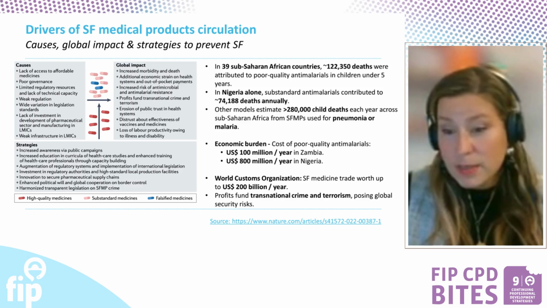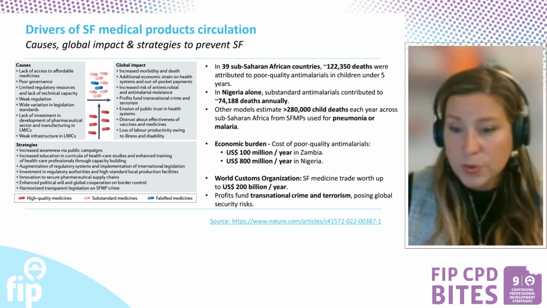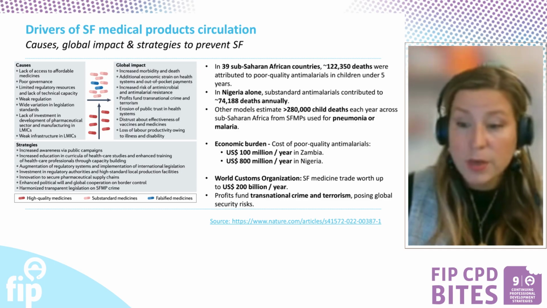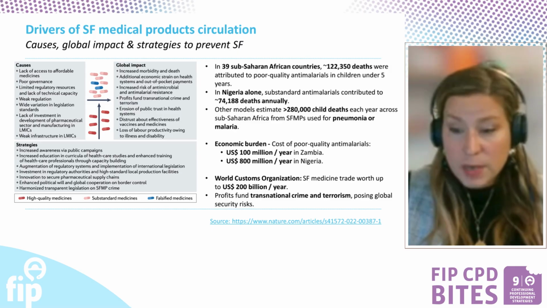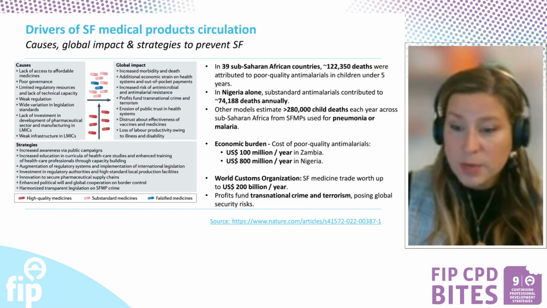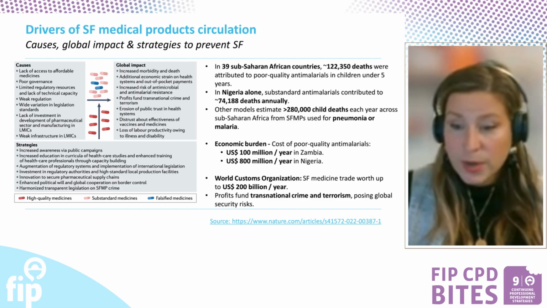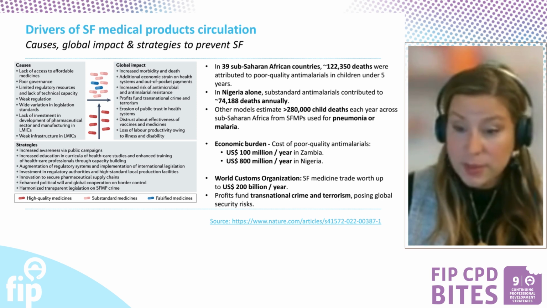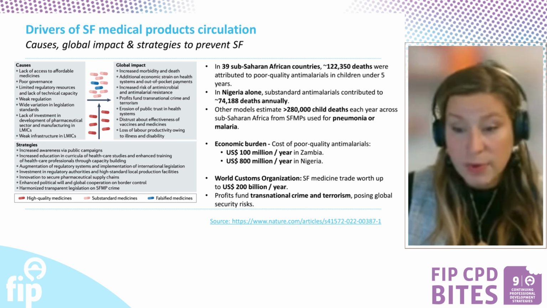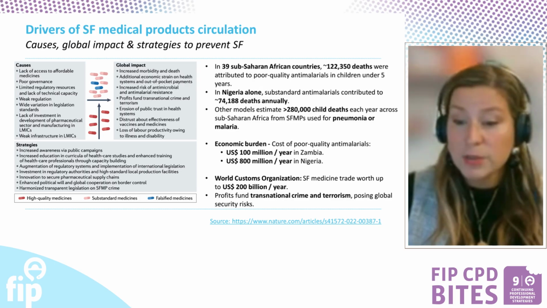And frankly, these figures are likely to be an underestimate of the true burden, since many treatment failures or adverse reactions go unreported in fragile surveillance systems. It's also an economic burden that we need to consider. Globally, the World Customs Organization values the falsified medicines trade at up to US $200 billion each year, making it one of the most lucrative forms of transnational crime. Profits from this illicit trade are not benign. They fund organized criminal networks and, in some cases, terrorism, posing direct risks to both public health and international security.